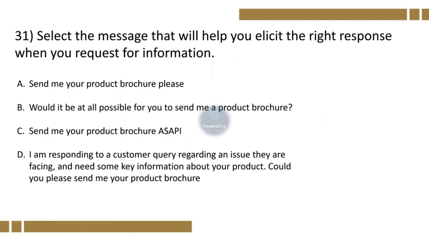Question 31. Select the message that will help you elicit the right response when you request for information. Option A, send me your product voucher please. Option B, would it be at all possible for you to send me a product voucher. Option C, send me your product voucher as soon as possible. Option D, I am responding to a customer query regarding an issue they are facing and need some key information about your product, could you please send me your product voucher. And the correct option is D.